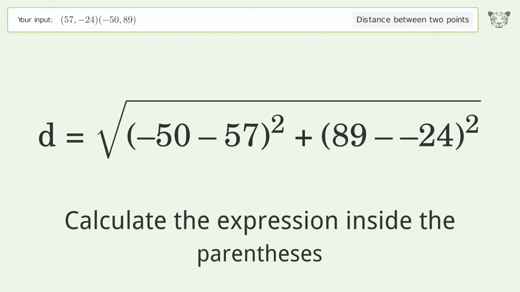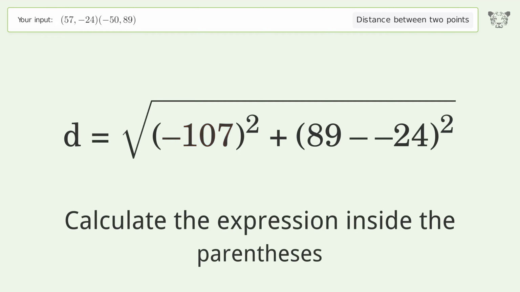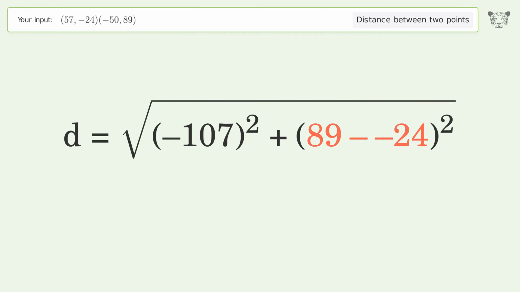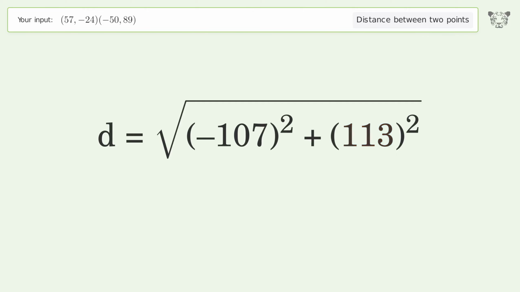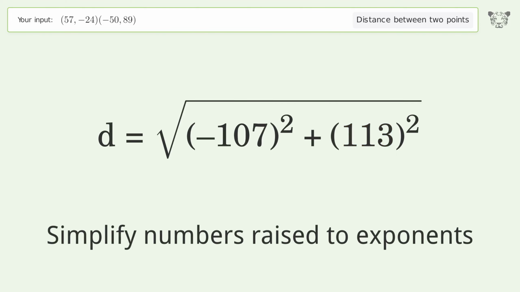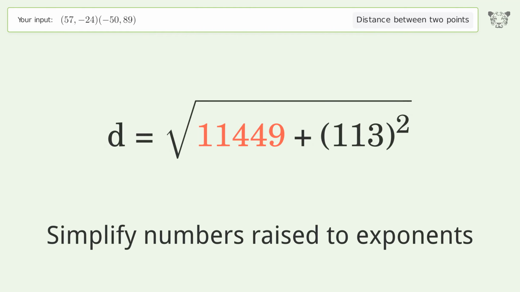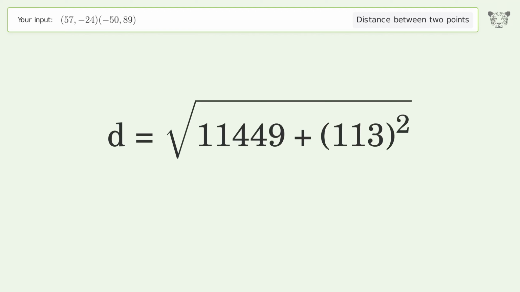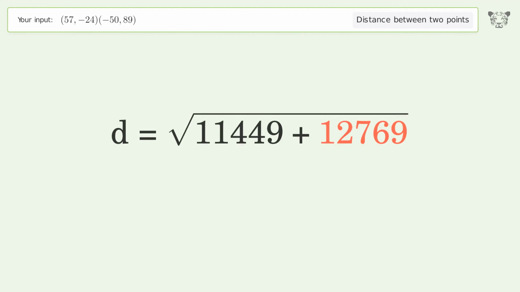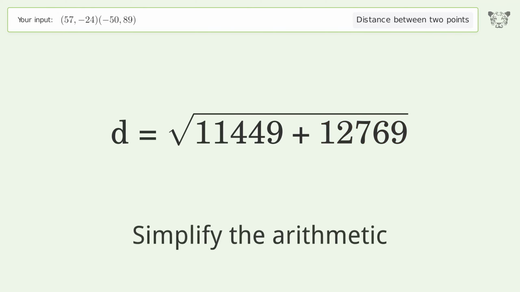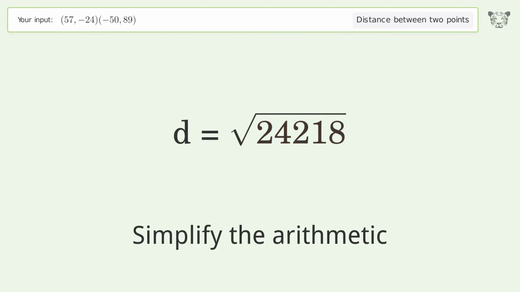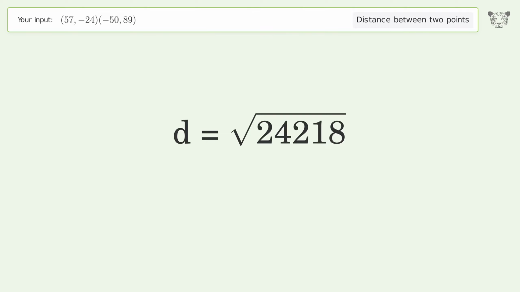Calculate the expression inside the parentheses. Simplify numbers raised to exponents. Simplify the arithmetic. And so the distance between the 2 points is the square root of 24,218, or 155.621.